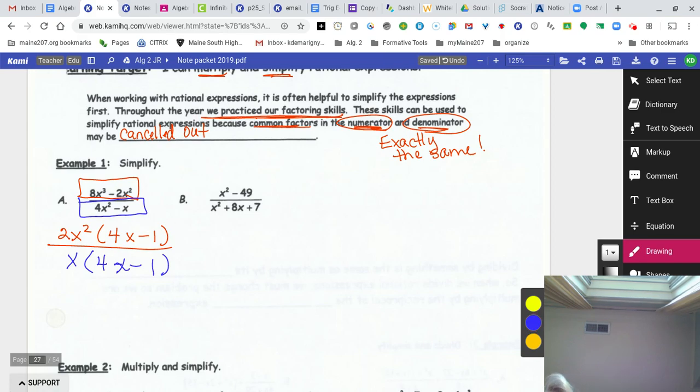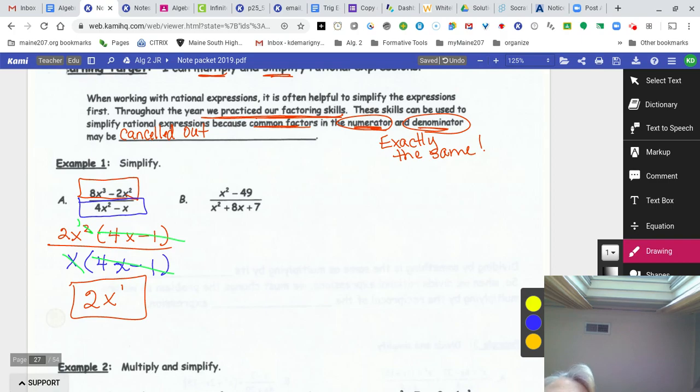Do you see that these two factors are exactly the same? So I mark them out. Then I see I have 1 x here and 2 x's here, so this one will go out, and that'll take that one down to a 1. Our final solution then is 2x to the first. And that's a simplification of a rational expression. Wonderful. All right, let's go to letter B.